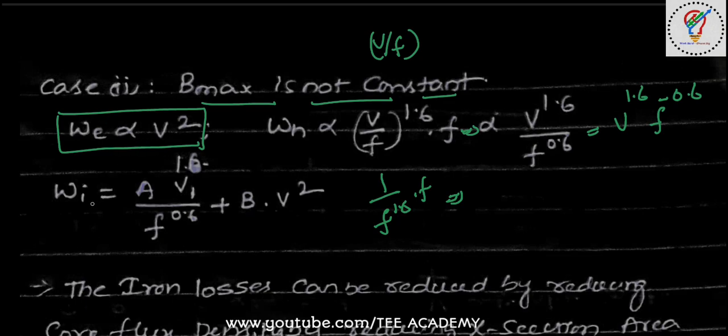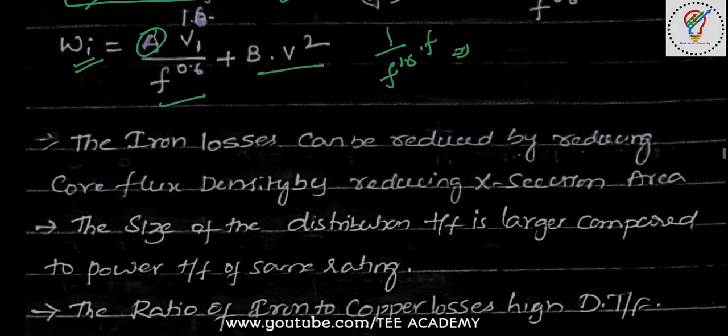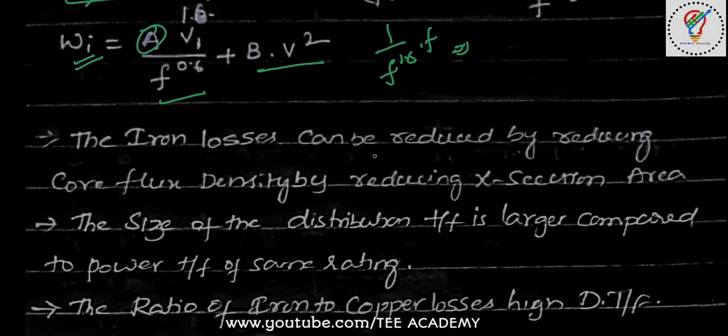Now iron loss is nothing but a combination of eddy current losses plus hysteresis losses. First we take the hysteresis loss formula with a constant A: A into V to the power of 1.6 divided by F to the power of 0.6, plus B into F square. Now the iron loss can be reduced by reducing the flux density. How can you reduce the flux density? By reducing the cross section area of the core.